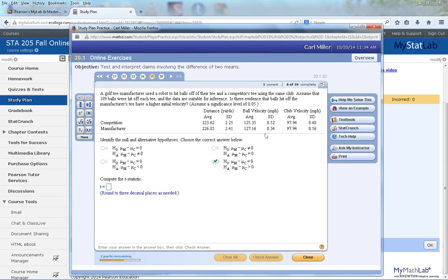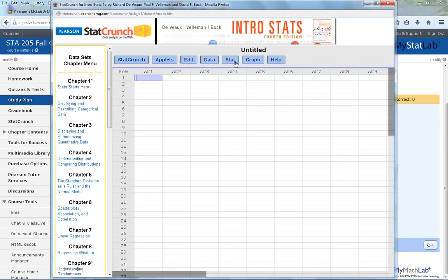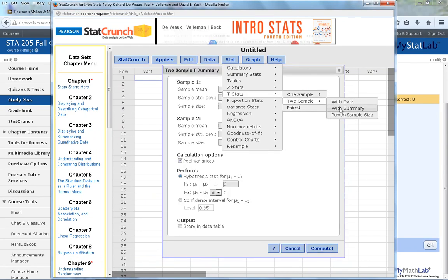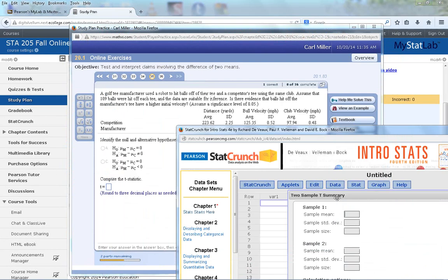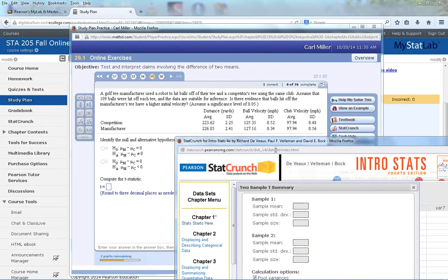Compute the T statistic. So this is where I'm going to go to StatCrunch, and I'm going to plug in the velocity measures. So what I'm going to do is go under Stat, T statistics, two sample, and I have the summary information. So I'm going to put in the information about the mean and standard deviation and so on. So let me pull it down just a little more. And remember, I'm doing ball velocity.